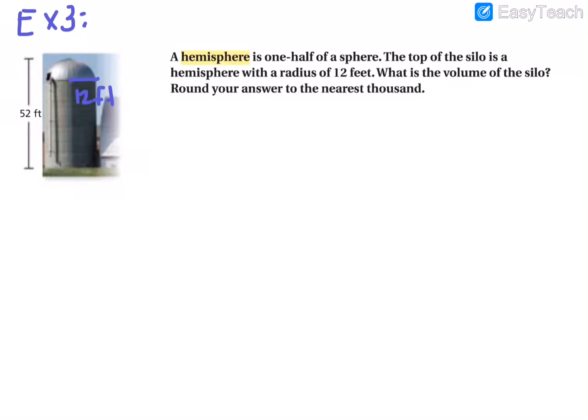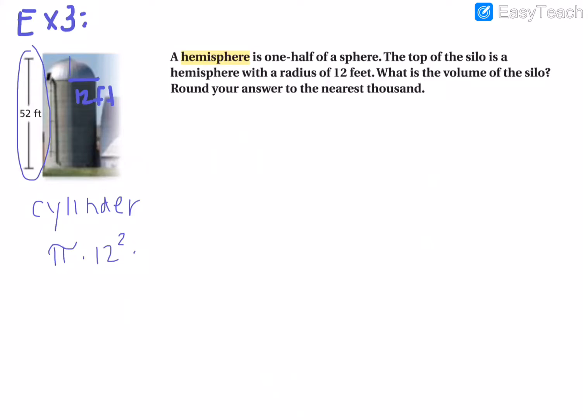Okay, so let's start with the easy one. The cylinder, the radius is 12, so we're going to do pi times our radius squared times our height. Now here's where we need to be careful. I don't know if you noticed this, but this line that's showing 52 feet is the height of the entire hemisphere, or the entire silo, I mean. So that includes the hemisphere.